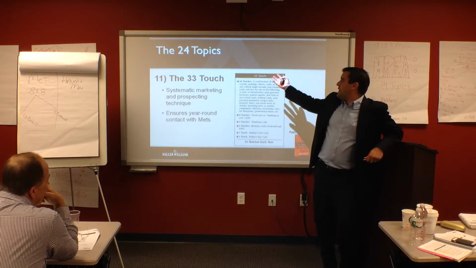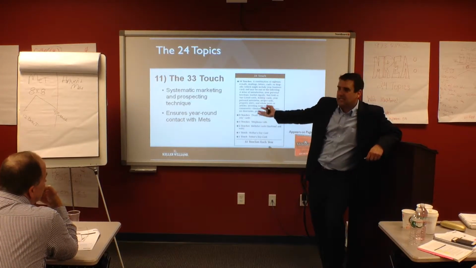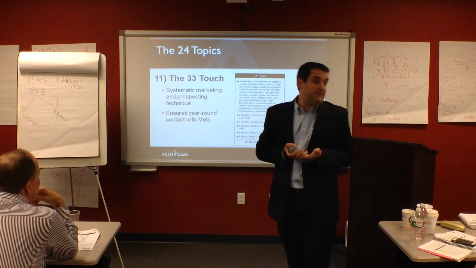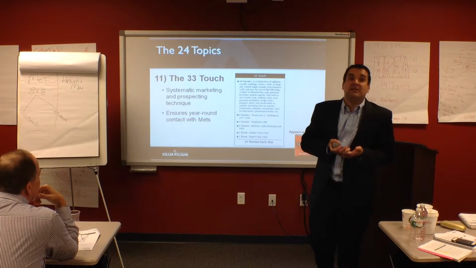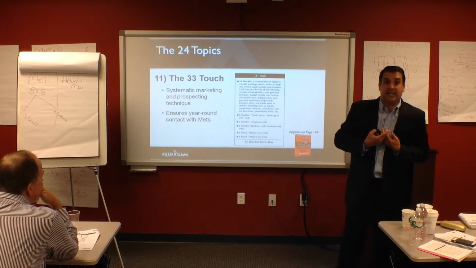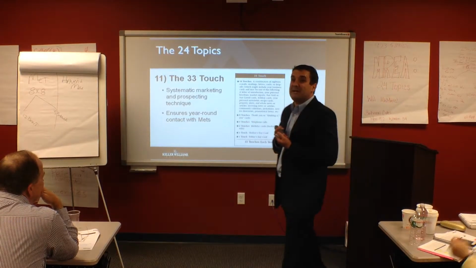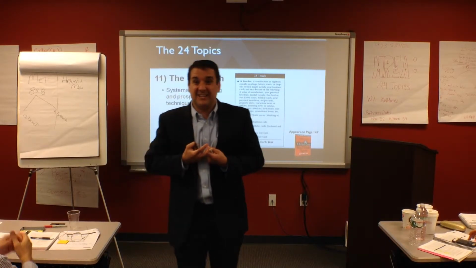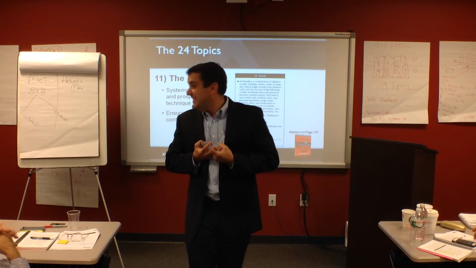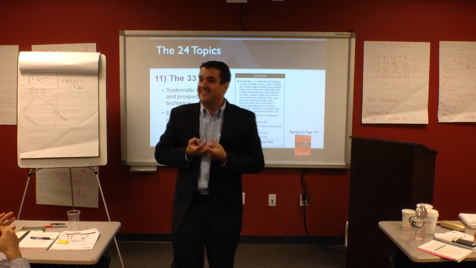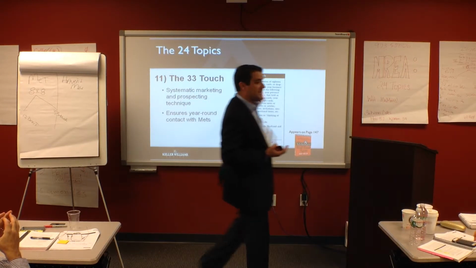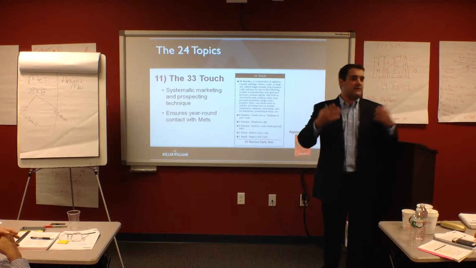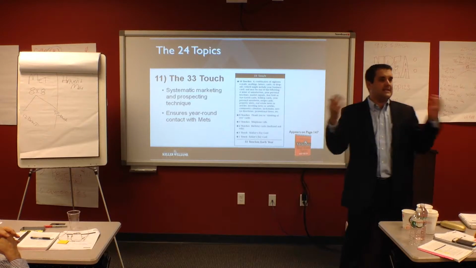So a 33 touch should look like this. A 33 touch can't be 33 emails a year. That would be spam and that would be obnoxious. A 33 touch can't be 33 phone calls a year. That would be considered harassment and you would be creepy. 33 postcards a year is just dumb, and you're killing trees. All right? So 33 touches a year might be 18 a combination of emails, letters, mailings, things like that.